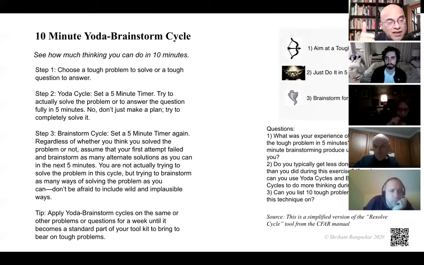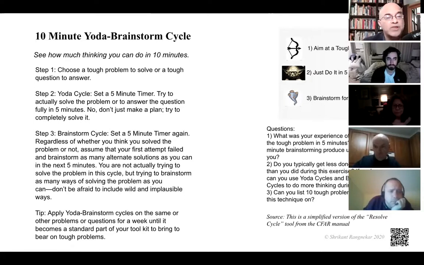If you think that it has succeeded, it's particularly important to say, okay, I thought it would work, but it's not going to work. Let me see what are the alternate ways of solving the problem. Here, you're not trying to solve the problem. You're trying to come up with as many alternate ways as possible. Of course, if you think that it has failed, you need those alternate ways. You know that you need those alternate ways.